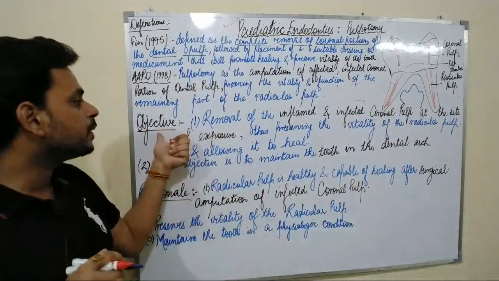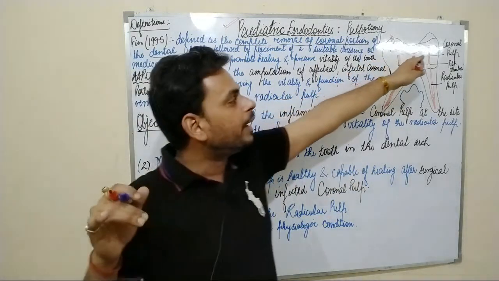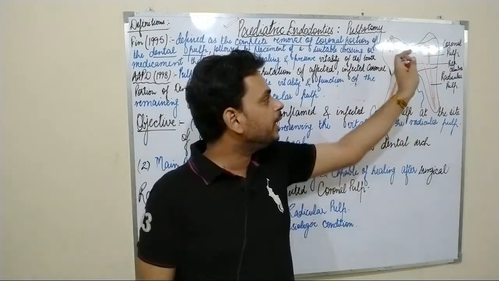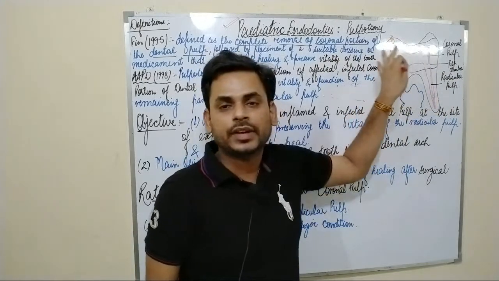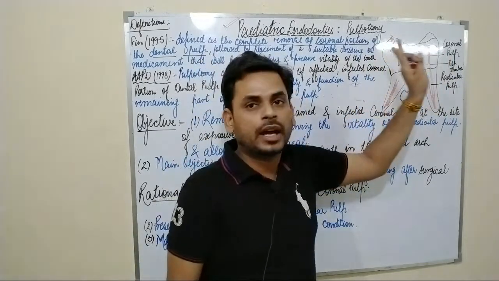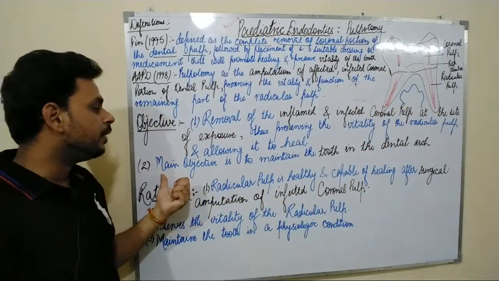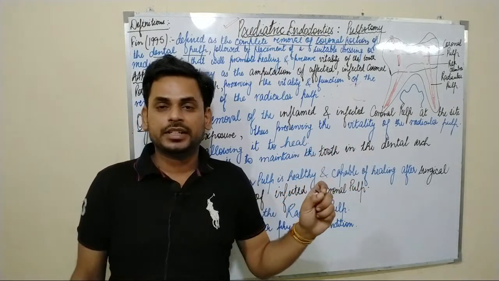So this was the first objective, and we are putting a medicament over here. Obviously we are putting something to heal. Some kind of dressing we are going to put over there, to heal the remaining pulp tissue. Moving on to the next main objective: the main objective is to maintain the tooth and the dental arch.